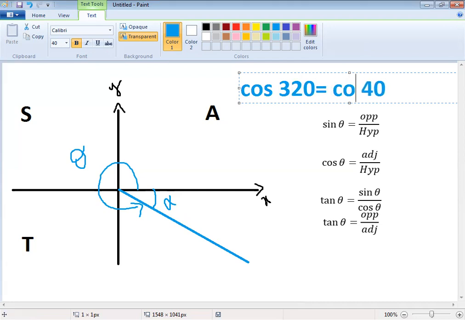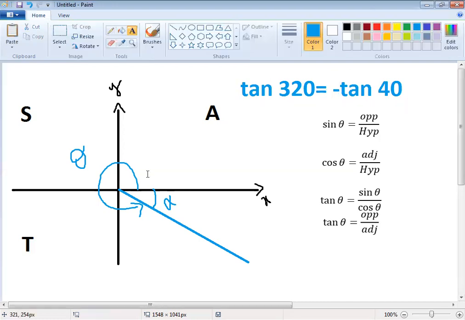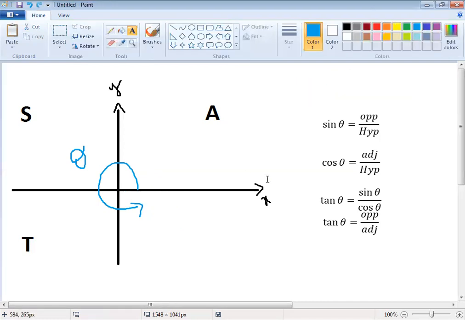I will take the help of cos 40. बेस क्या हो गया? एडजस्टेंट क्या हो गया अल्फा का? पॉजिटिव हो गया तो पॉजिटिव cos 40. एंड इसी तरह if I were to tell you tan 320, तो tan 40 कितनी वैल्यू होगी but with a negative sign. So what did we come to know that in this quadrant only cos is positive.